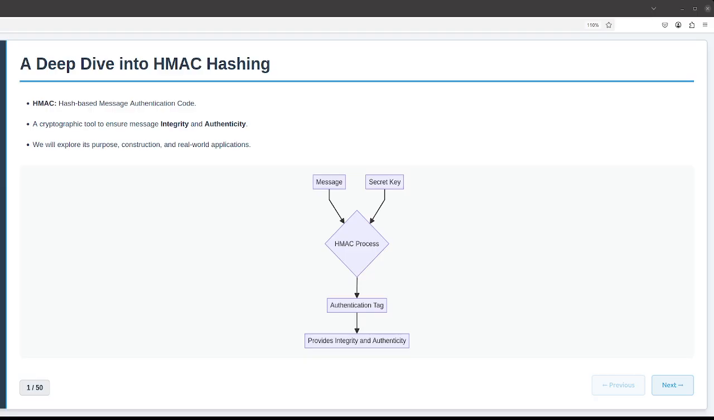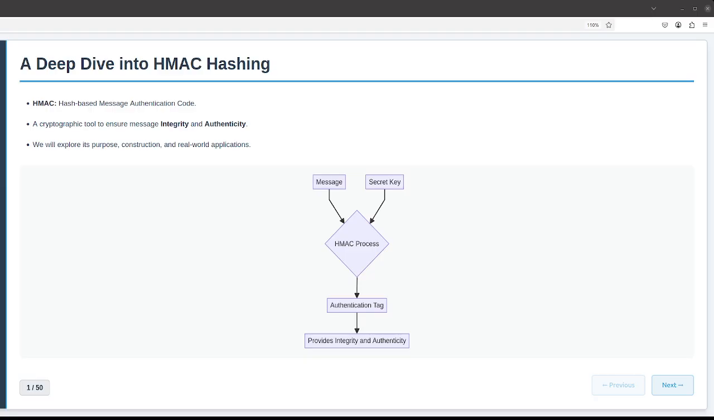Today, we are diving into one of the most fundamental and widely used tools in all of modern cryptography, HMAC, or hash-based message authentication code. You have likely heard of it in the context of APIs, JWTs, or secure protocols like TLS and IPsec.